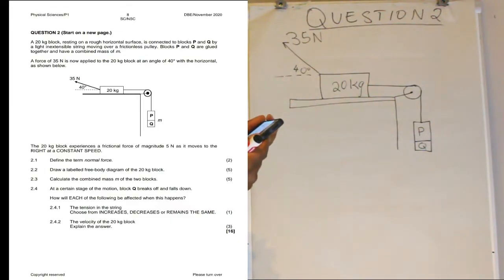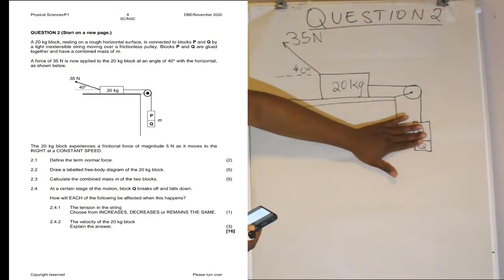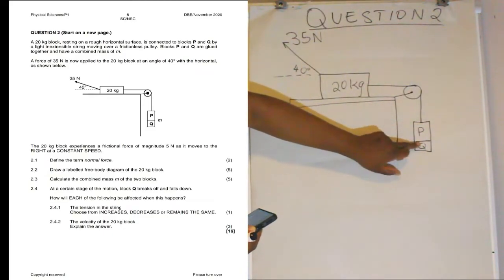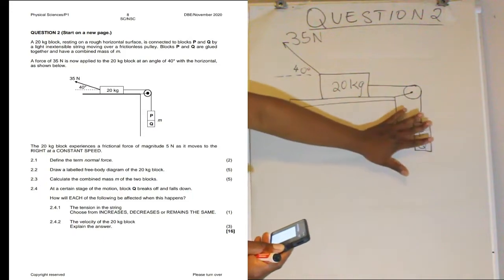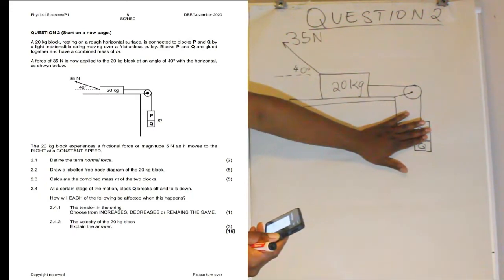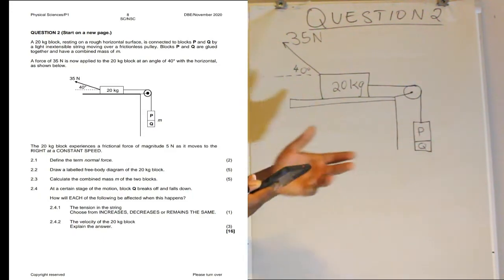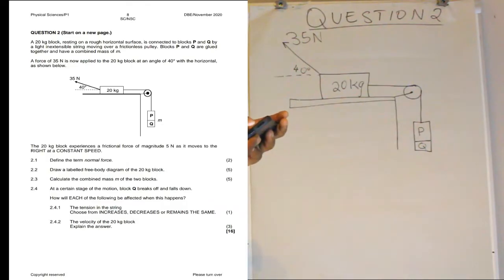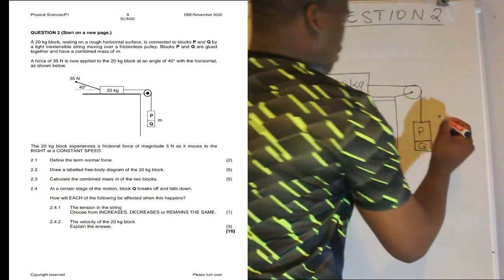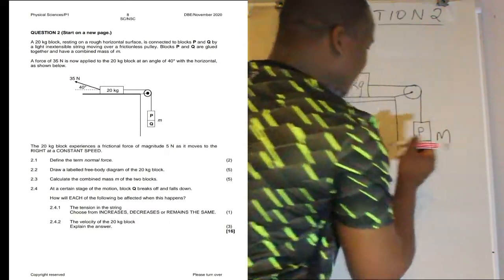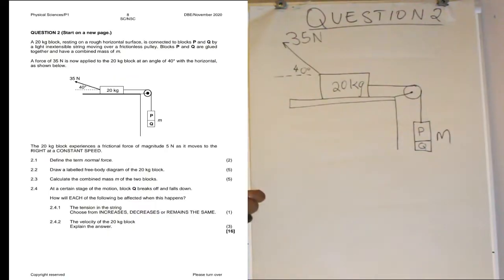Blocks P and Q are glued together. So these were two blocks, but now they are glued together, using glue or whatever is sticking them together, and have a combined mass M. So both P and Q, after they were glued, have a combined mass M.